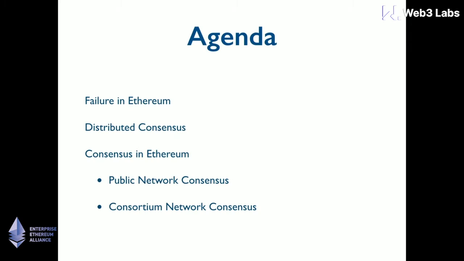So I'm going to be touching on failure, which really brings about why we need to have consensus in the first place. Then talking about what distributed consensus is, and then, as I said earlier, just about the different types that we're interested in the context of Ethereum.